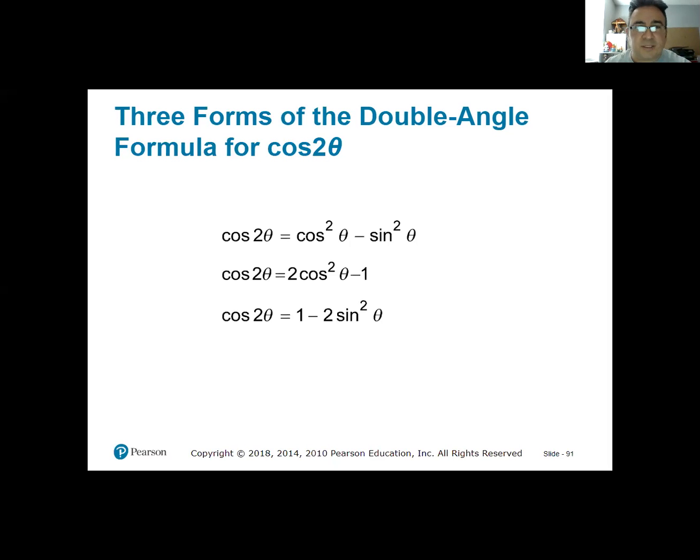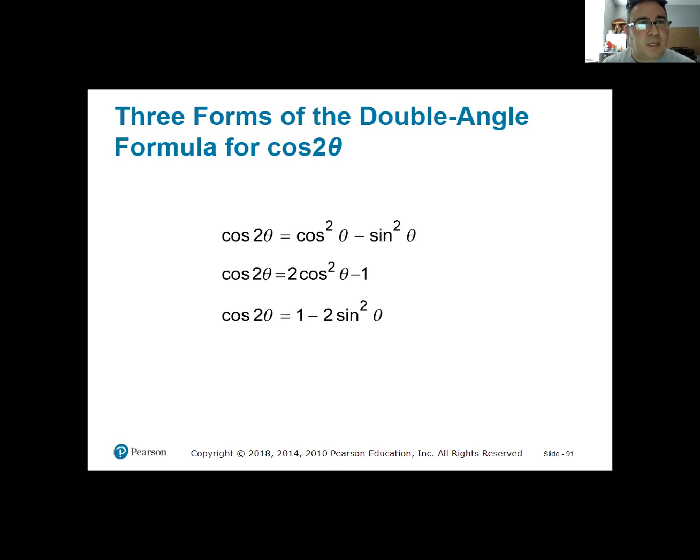Okay, so write those down in case you don't have them. And the question is, why do we need 3? What's the purpose of having these 3? Well, they're going to be beneficial depending on what you're doing, and you're going to see that in the next example. It all depends on what you're trying to do, which one's going to be beneficial, and how you substitute it. We good?